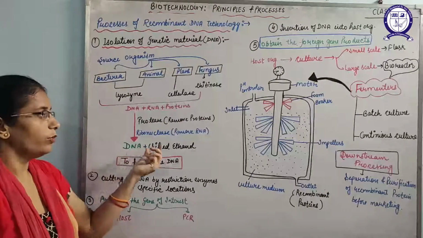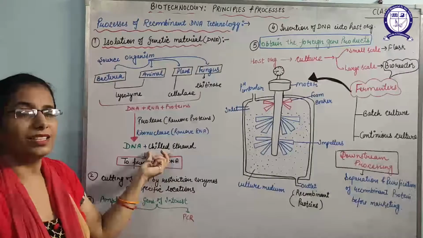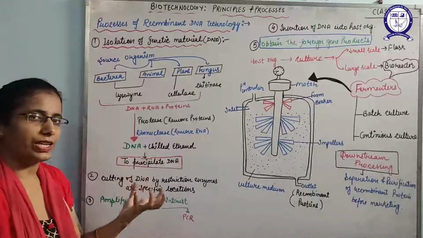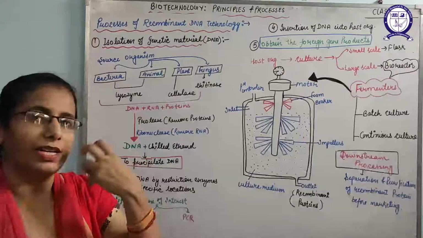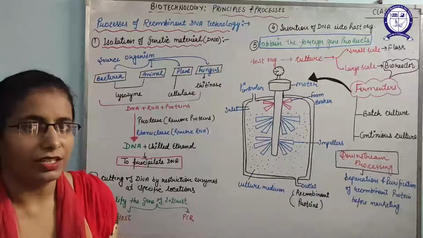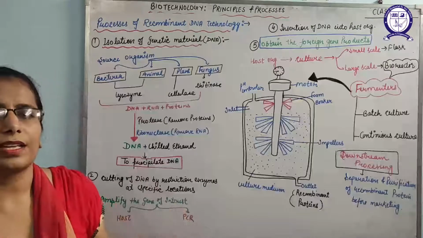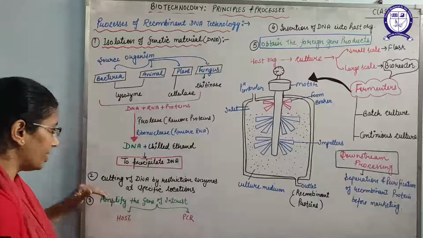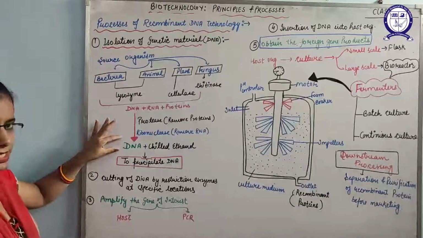Then what will we do? We will add chilled ethanol to precipitate out the DNA, and so we can take out the DNA, the genetic material, from where we are taking the foreign gene. Okay, second step, we have obtained the genetic material.